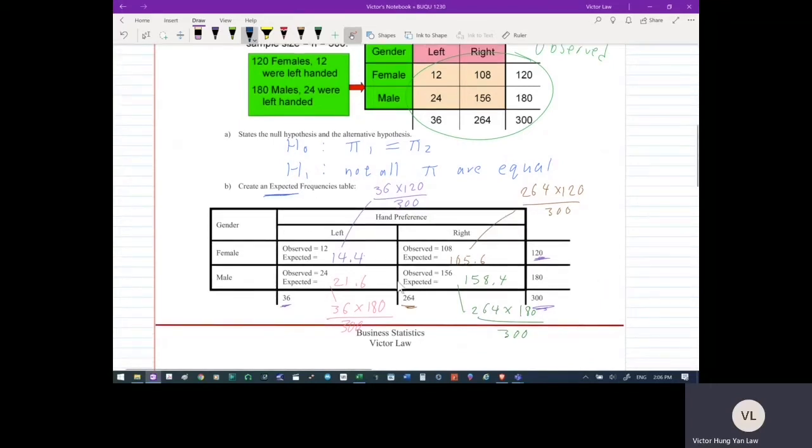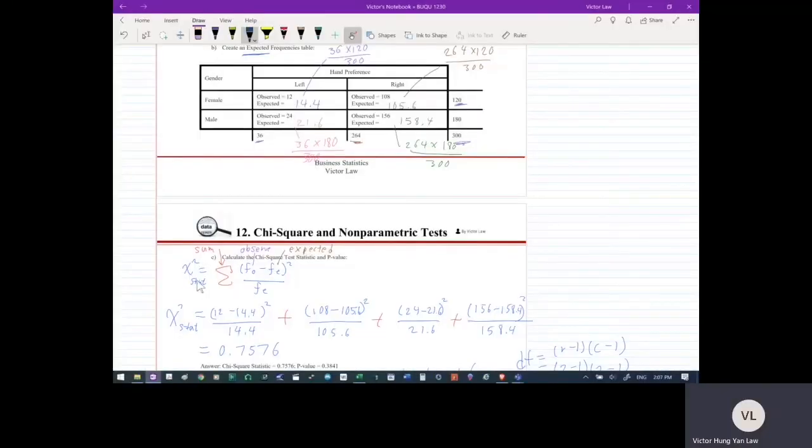Once we have the expected frequency, I'll show you how to calculate the chi-square statistic. The formula is to take the sum over all cells. For each cell, we take the observed minus the expected, square that, and then divide by the expected frequency. We do it for all cells. In our example, we have 4 cells, so we have to do that calculation 4 times. Once we do the calculation 4 times, we add them up. We're taking the sum of all these values, and that's our chi-square statistic.